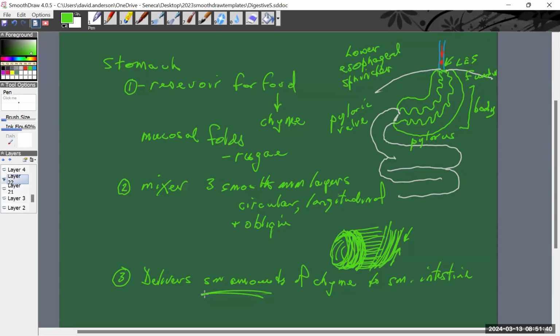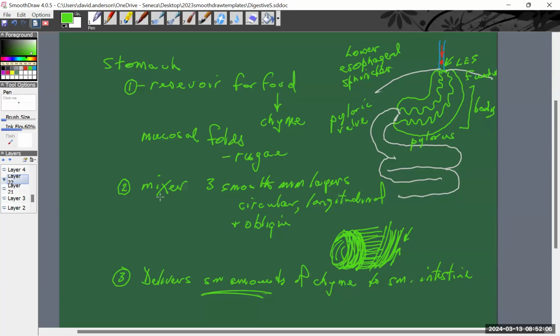So there are receptors there for hormones with names like secretin and cholecystokinin, and cholecystokinin in particular will slow down stomach emptying. So in other words, it'll cause the pyloric valve to close. So we'll talk a little bit more about that when we get to the small intestine. But here we're looking at the major responsibilities for the stomach.